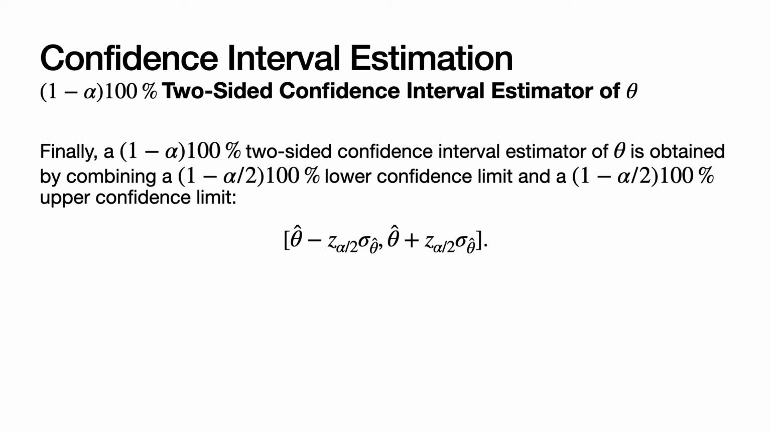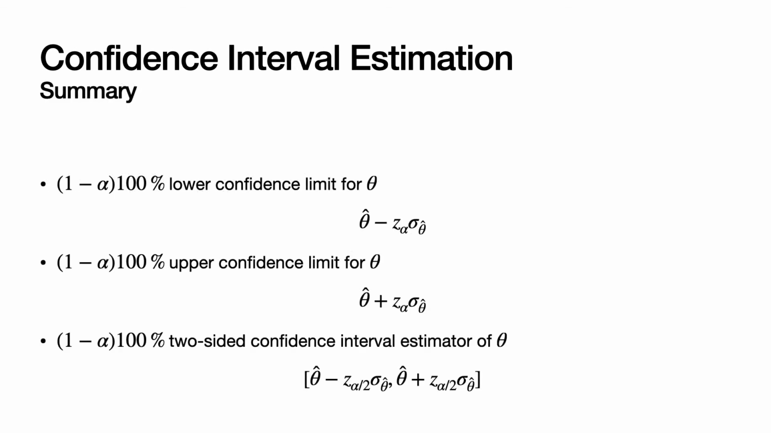And when we put those two confidence limits together, we get a 1 minus alpha times 100% two-sided confidence interval estimator of theta. So combining these three types of confidence intervals, again, a lower confidence limit for theta, an upper confidence limit for theta, and then a two-sided confidence interval estimate of theta, they are given here on this slide.